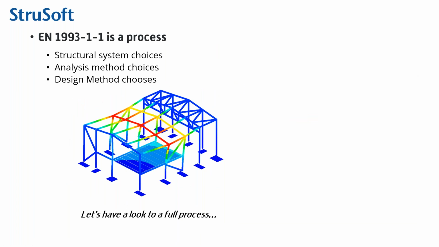And I have always described that the Eurocode is like a process. So it's a process about selecting of structural systems, and then it's a process of doing some analysis method choices and then design method choices. And the full process of this Eurocode is here. So at first glance, this seems to be like an overwhelming and really complex chart.